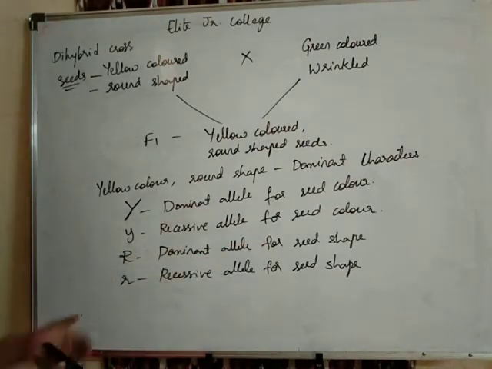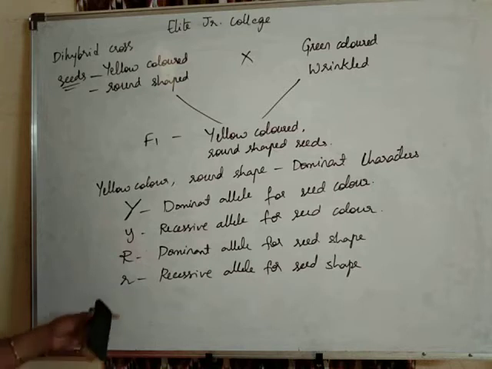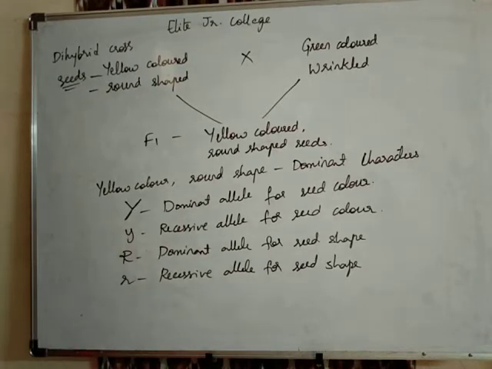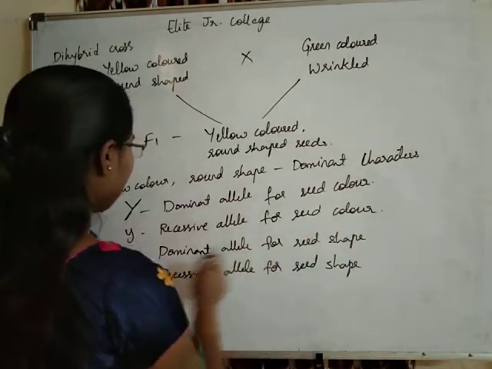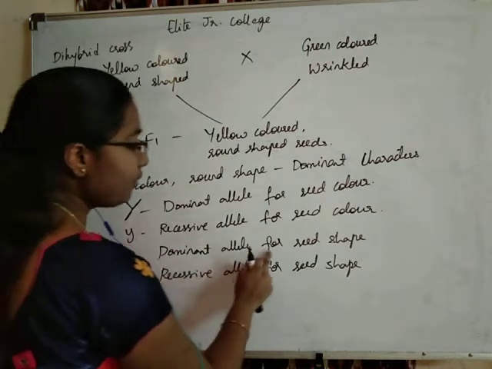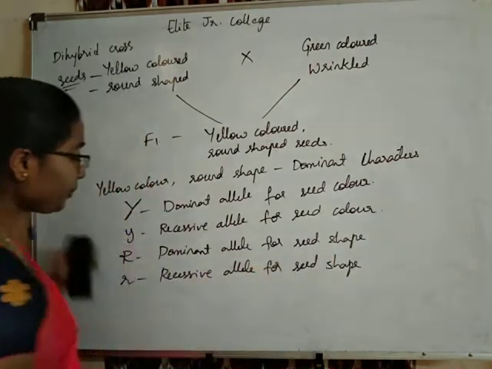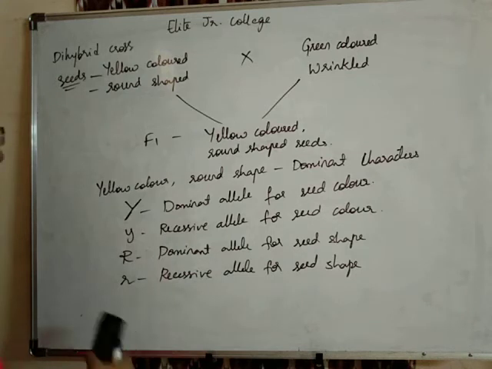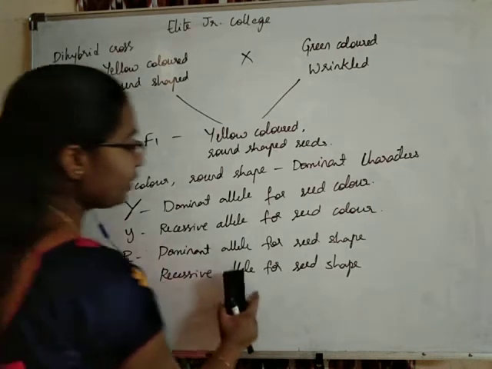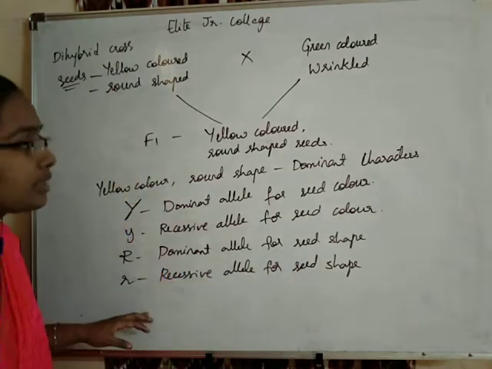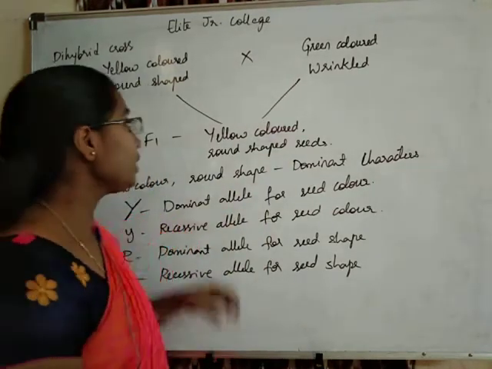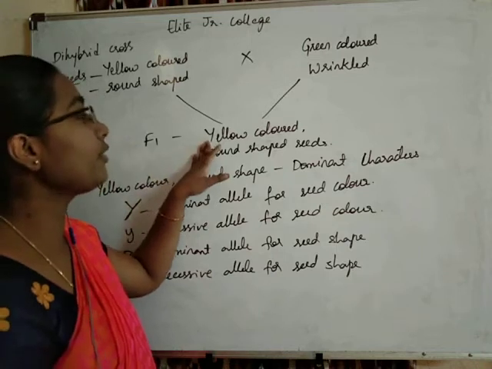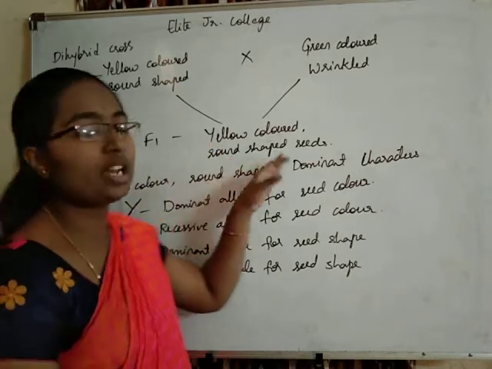Capital R is the dominant allele for the seed shape. Small r indicates the recessive allele for the seed shape, that is, the allele responsible for the wrinkled character. So what were the results in the F1 generation? All were yellow colored round shaped seeds.